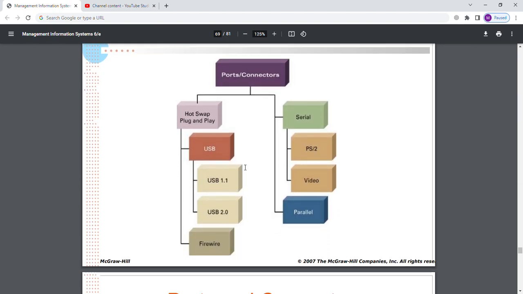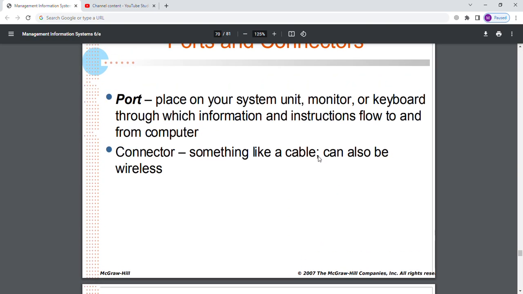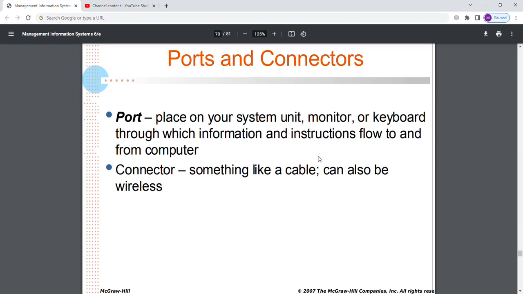Connections and ports. This is a graphical representation of connections and ports, USB ports and other ports. Ports and connections. A port is a place on your system unit, monitor or keyboard through which information and instructions flow to and from the computer. A connector is something like a cable, and can also be wireless.